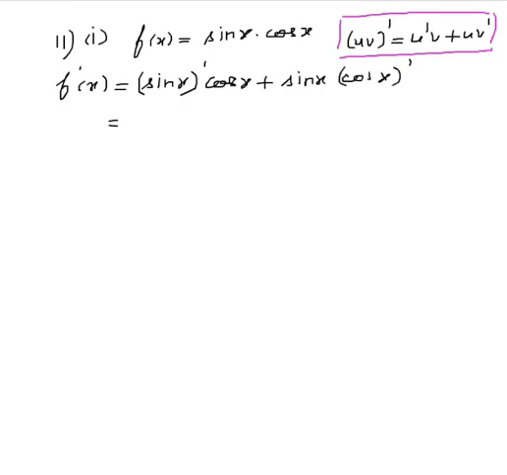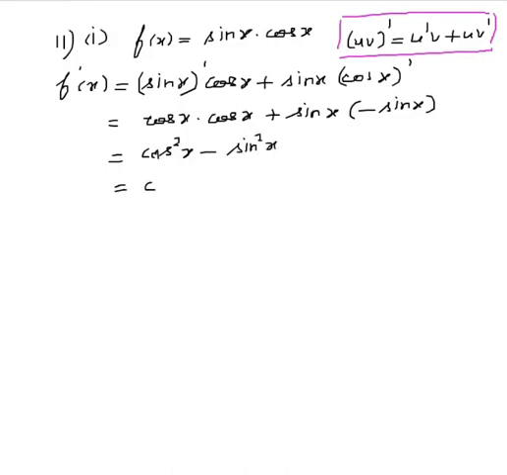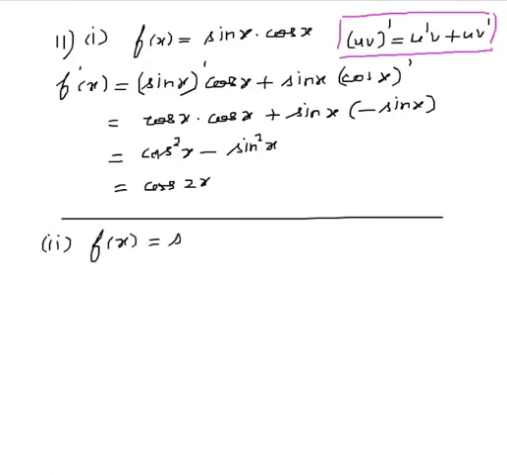We know that derivative of sin x is cos x, into cos x plus sin x into derivative of cos x is minus sin x. So we get cos square x minus sin square x, which is cos 2x. Second subdivision, f of x is secant x. Derivative of secant x is secant x tan x.